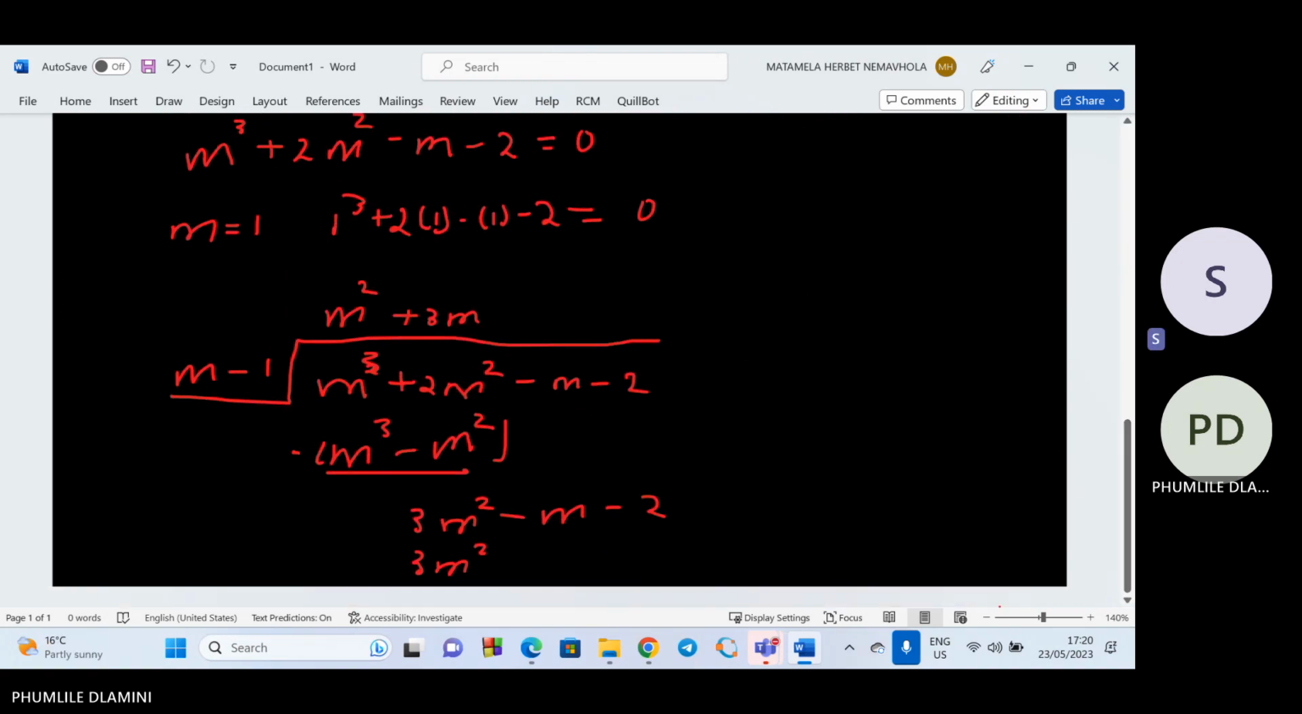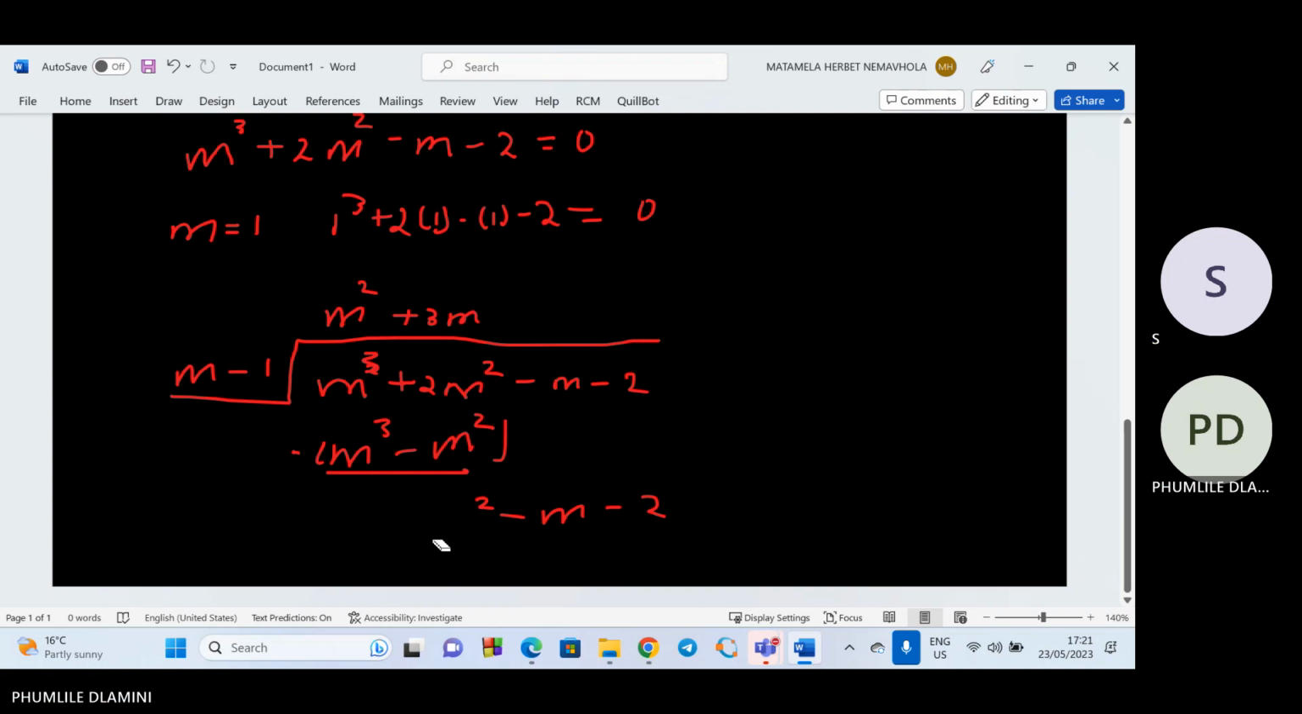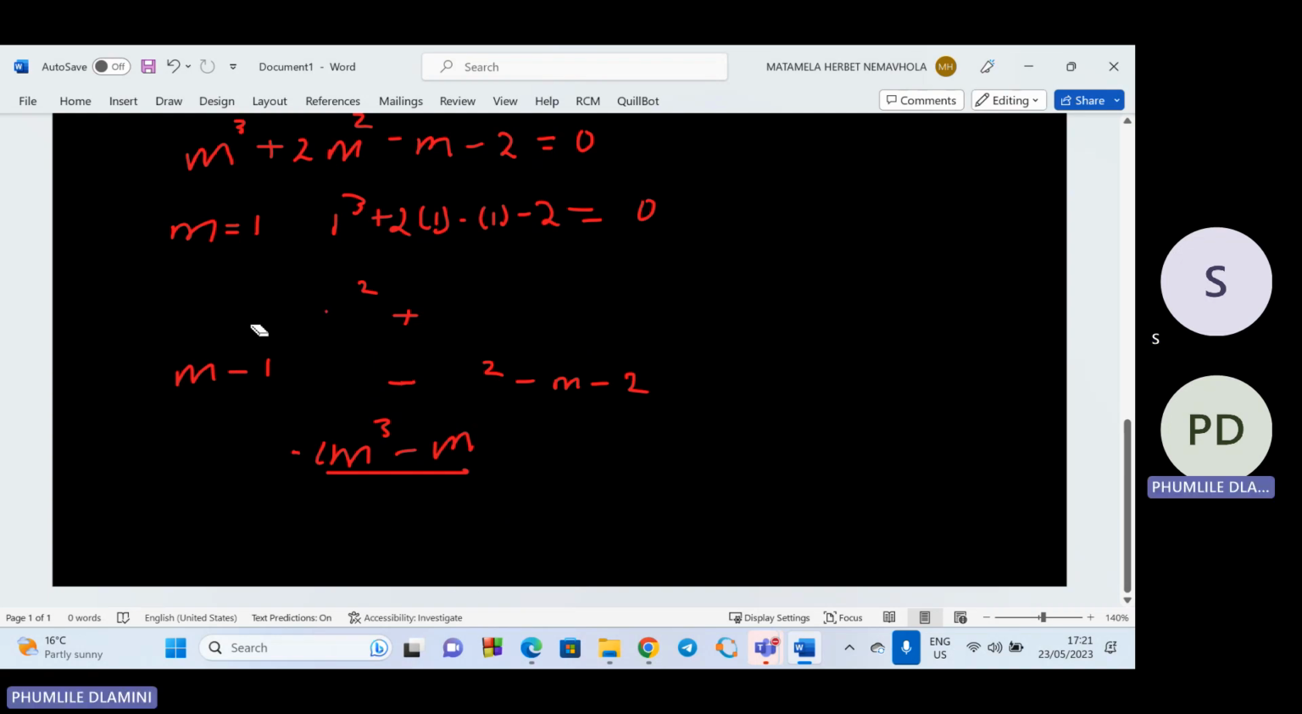Can I just give you the values? 3m squared. Okay, it's fine. Let me just rewrite it. Okay, you can give me the value, then it's okay. M, I got 1. Okay, let me just erase here.